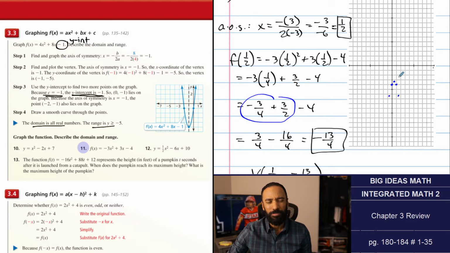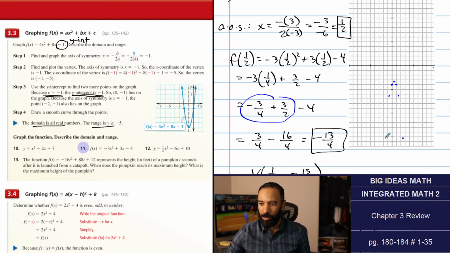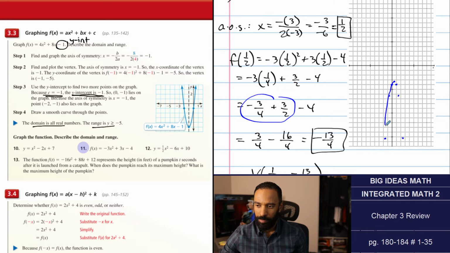Can I fit 12? I can fit 12 down. Over 2 down 12 from here. This was negative 3¼, so 12 down from there is negative 15¼. Okay, I can fit that. So there's that one. Okay. I'm getting my graph taken care of.